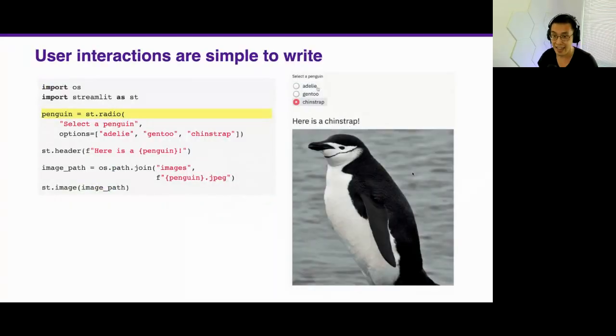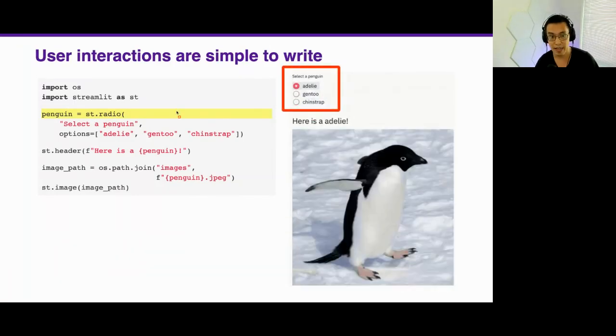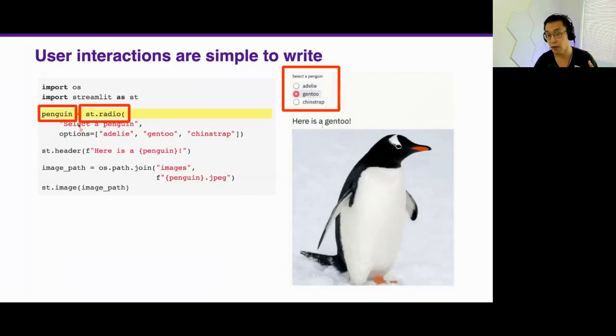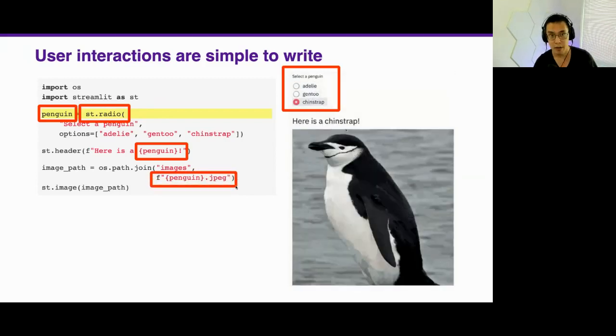And lastly, this is one of the key points: you can see that there's a radio button here. To generate these radio buttons, all I have to do is call st.radio, and it outputs a Python object. In this way, user interactions are very simple to write, because this penguin object is just a string, and in the rest of your program, you could just use it as a string. I find this very useful, and it makes it very quick to write these dashboards.